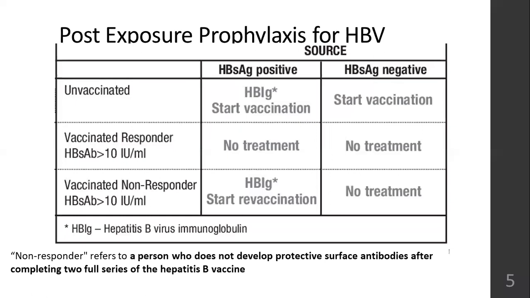So what is a non-responder? It's a person who does not develop protective antibodies even after completing two full series of hepatitis B vaccination, and even after getting the booster dose, your body is still not able to develop these antibodies.